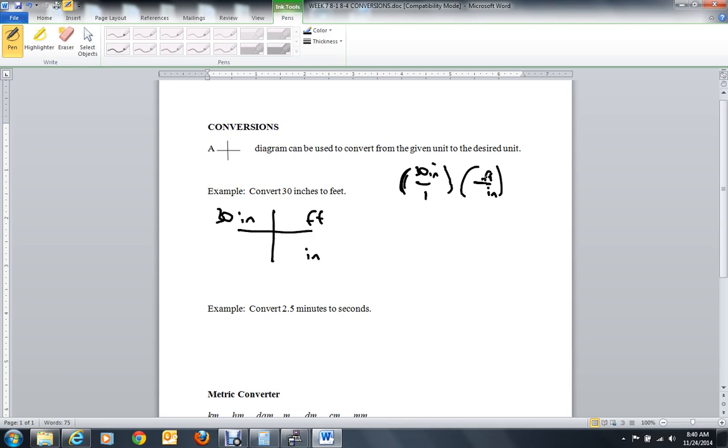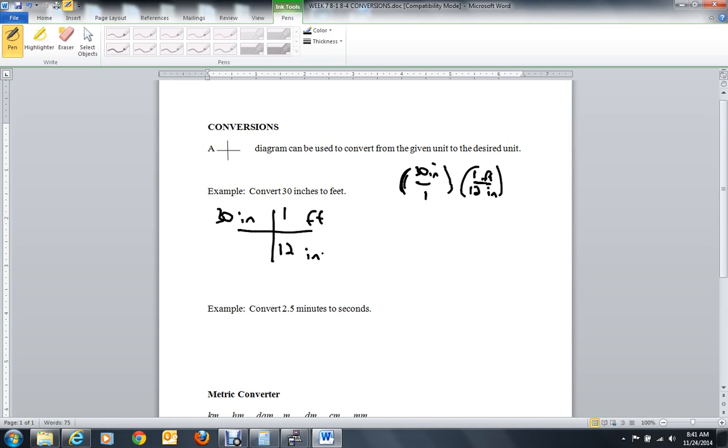Now, in order for me to use a fraction like this times another fraction, this fraction has to be equal to 1. So that must mean I need to use a conversion that's equal to 1, which means that the top must equal the bottom. And if you know anything about feet and inches, you know that 1 foot is the same as 12 inches. So this is actually a fraction equal to 1. So that's what I'm going to use over here. 1 foot is the same as 12 inches.